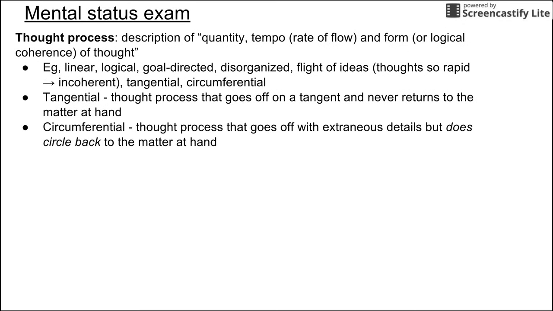On the other hand, circumferential thought process goes off with extraneous details, but does eventually come back to the matter at hand. It does circle back like the circumference of a circle, and they do eventually answer your question. So you ask a question about them going home to their mom, they tell you a story about their mom's cousin, their mom's cousin's cooking habits, and how they like their mom's cousin's cooking food, but then they do answer the question about coming home to the mom, and they do get back to what you were asking. That would be circumferential versus tangential.